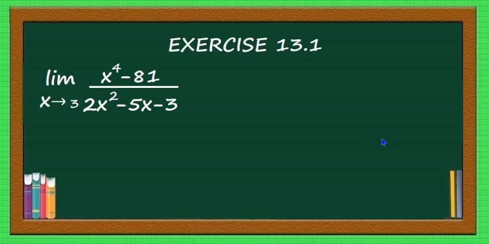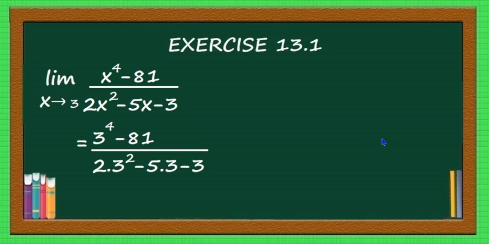Let us solve one more question of the same type. Limit x tending to 3, x to the power 4 minus 81 divided by 2x square minus 5x minus 3. First you put x equal to 3, what happens? That's equal to 3 to the power 4 minus 81 divided by 2 into 3 square minus 5 into 3 minus 3. Just put x equal to 3 in the expression.